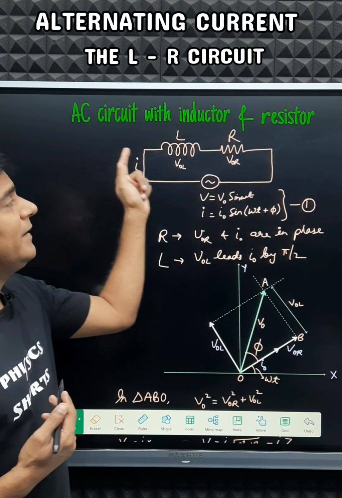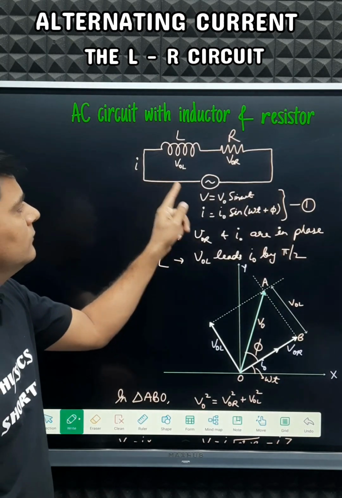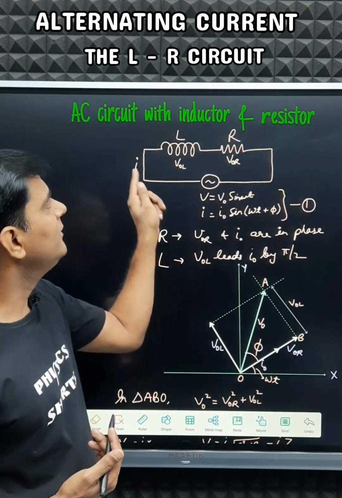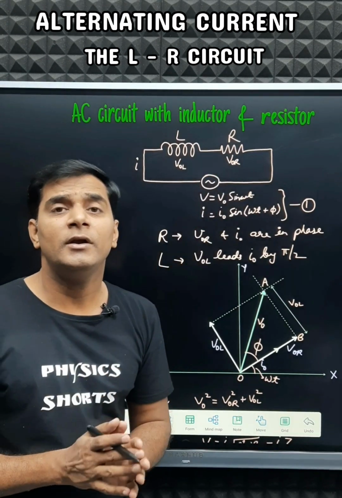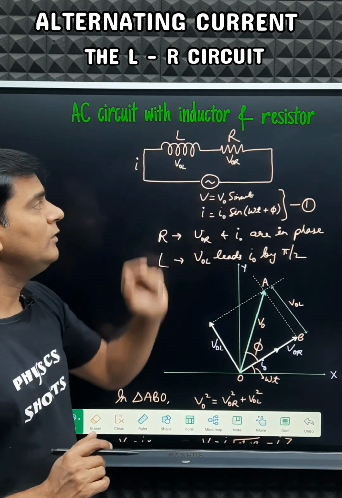Let us consider an AC circuit with an inductor and resistor. So the alternating voltage source V equals V naught sin omega t is connected with a series combination of inductor and resistor. Let the peak values of voltages across the inductor and resistor be VOL and VOR.